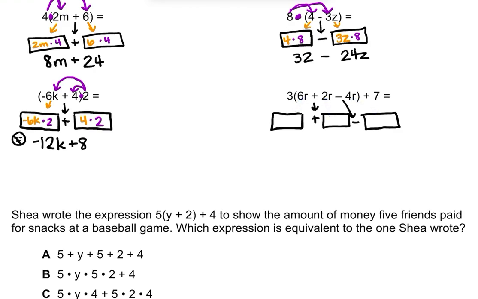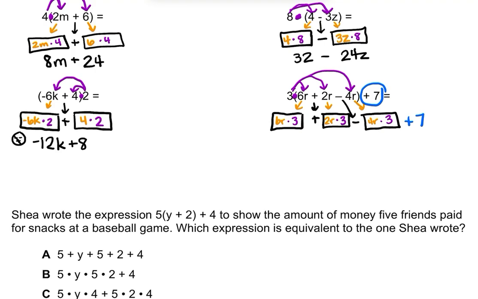All right, and then let's look. I have times 3, but let's fill in our boxes. I need 6r here, 2r, and 4r. And then if we distribute, I have times 3, times 3, and times 3. So they all get a times 3. And last but not least, this plus 7. This is called our constant because it never changes. It's going to go at the end, plus 7, and it stays the same.